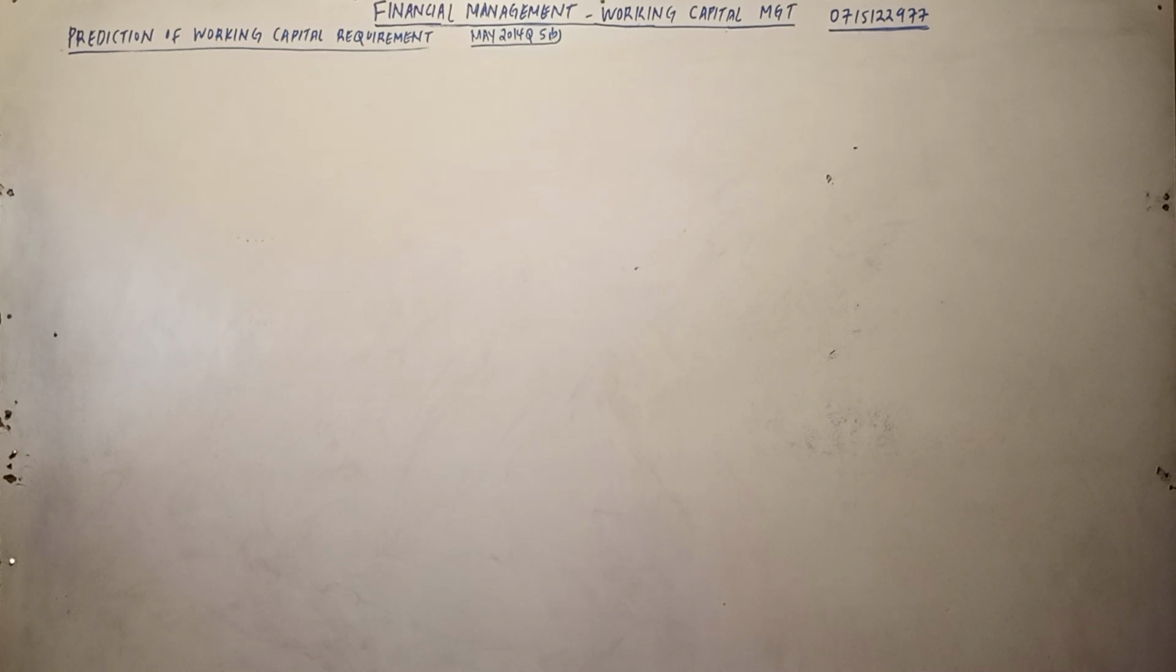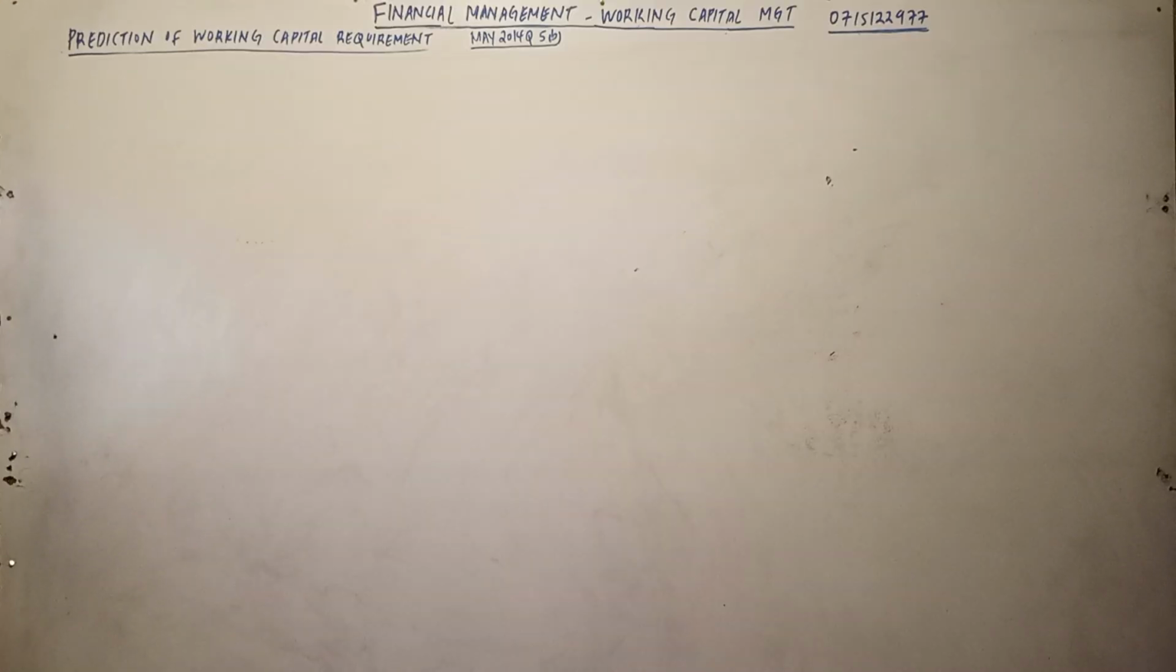So May 2014, question number 5B. The Board of Directors of Rand Mills Limited have requested you to prepare a statement showing the working capital requirement for the level of activity of 30,000 units of output for the year. The cost structure for the company product is as follows.